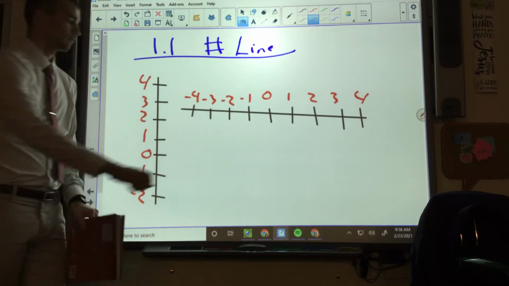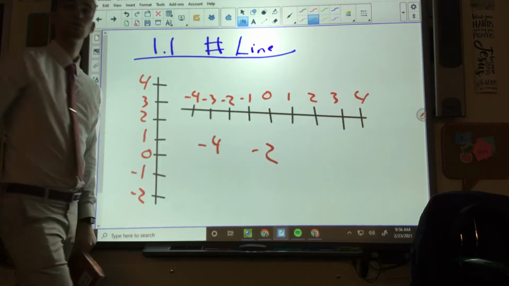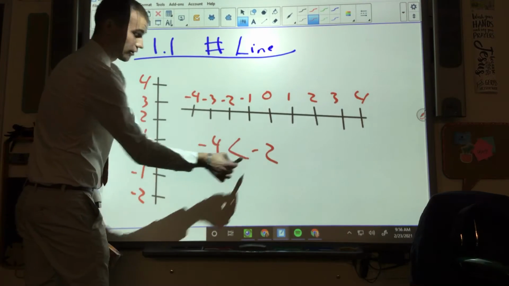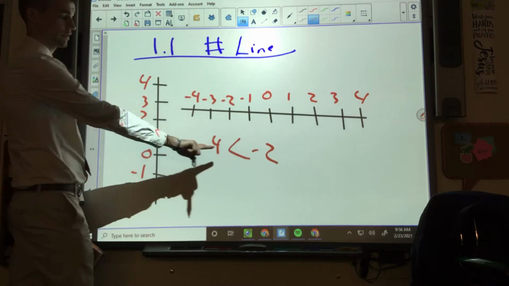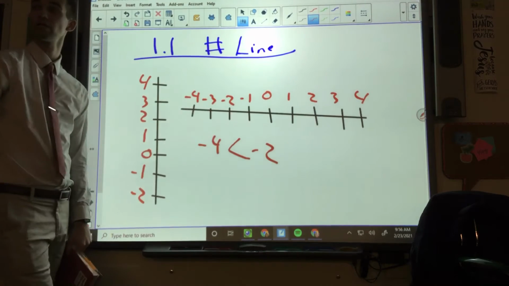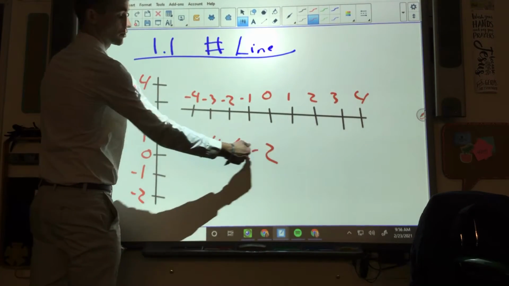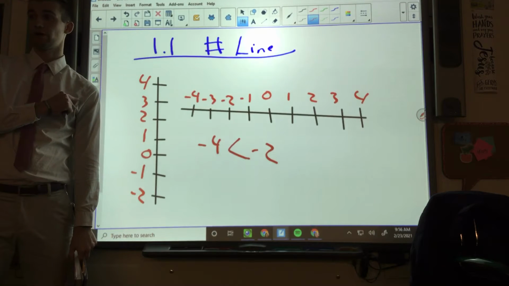So when you're comparing negative numbers, -4 and -2, which one is bigger? -2. This one, right? So you remember that's the greater than sign. So -4 is less than -2, or you could read it the other way around. -2 is greater than -4. Does this make sense so far?